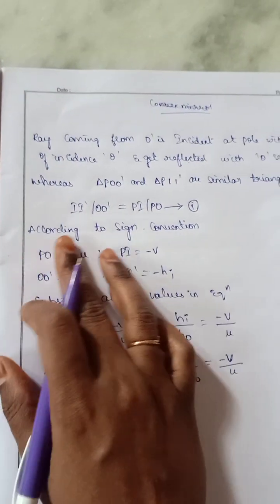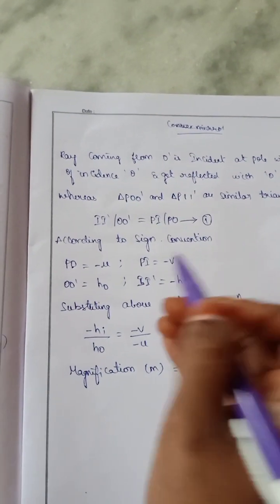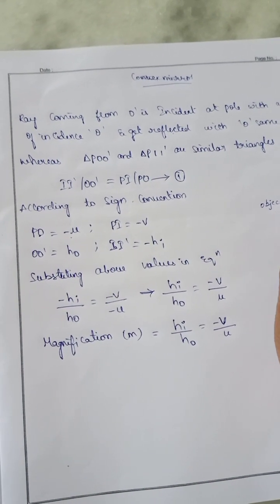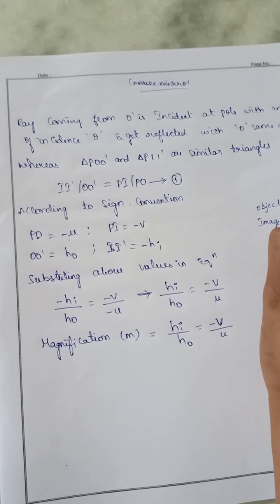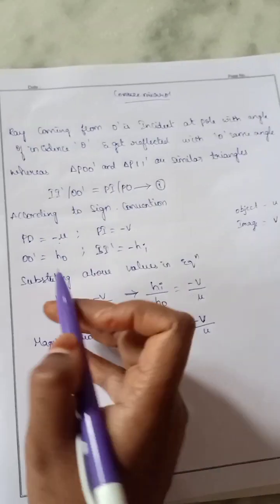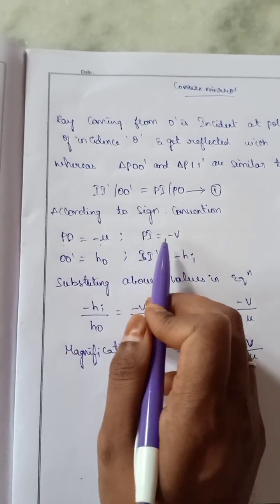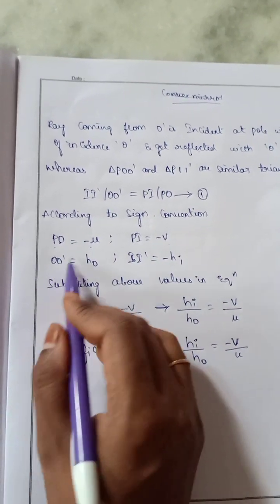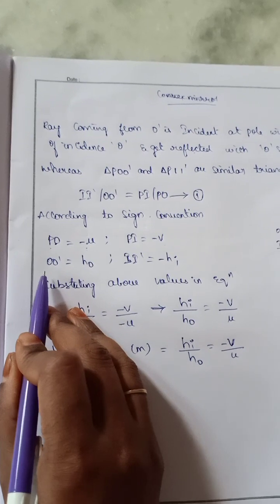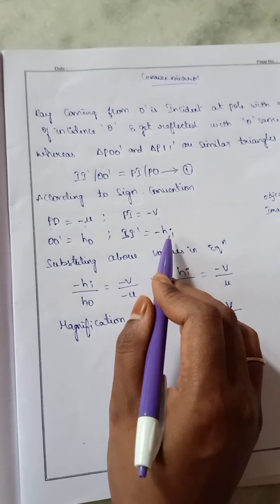According to the sign conventions we have already discussed, the object distance is represented as u and the image distance as v. From the pole, the object distance PO is minus u, and the image distance will be minus v, since both are measured against the direction of incident light. The object height is HO and the image height is HI. I already told you the image is downward, so we represent it as negative.